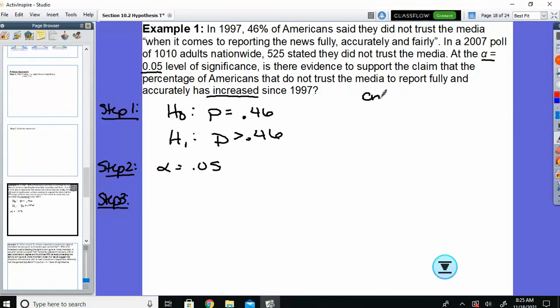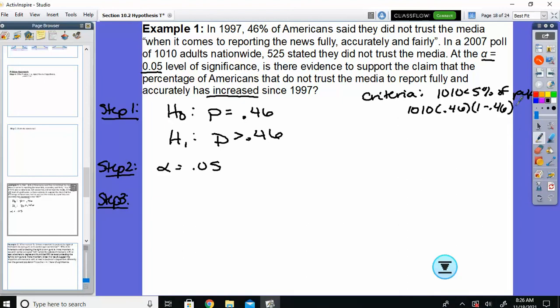Before we calculate a z, we should verify our criteria. My sample is 1,010, so is 1,010 less than 5% of the population? Yeah. My n, 1,010 times p, 0.46 times 1 minus p. Verify that that's greater than 10. And it is. So my criteria is good. We should check that because we are going to talk about today what to do if that criteria isn't met. So it's not just assumed that every single problem I give you will meet the criteria. You do need to make sure. Because this meets the criteria, that means it's normal, so that means we can find our z.